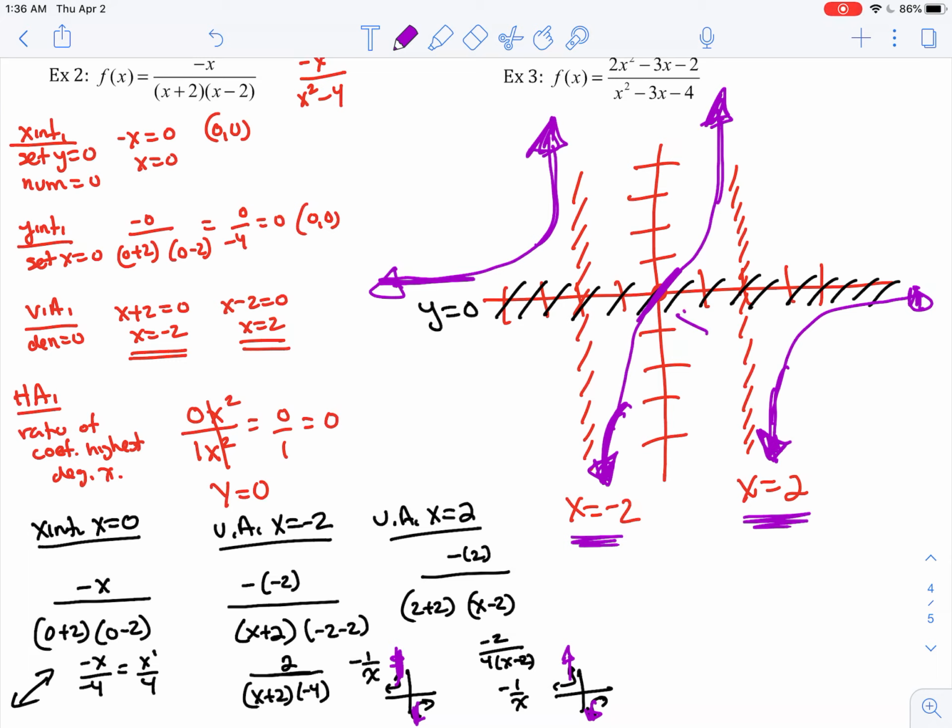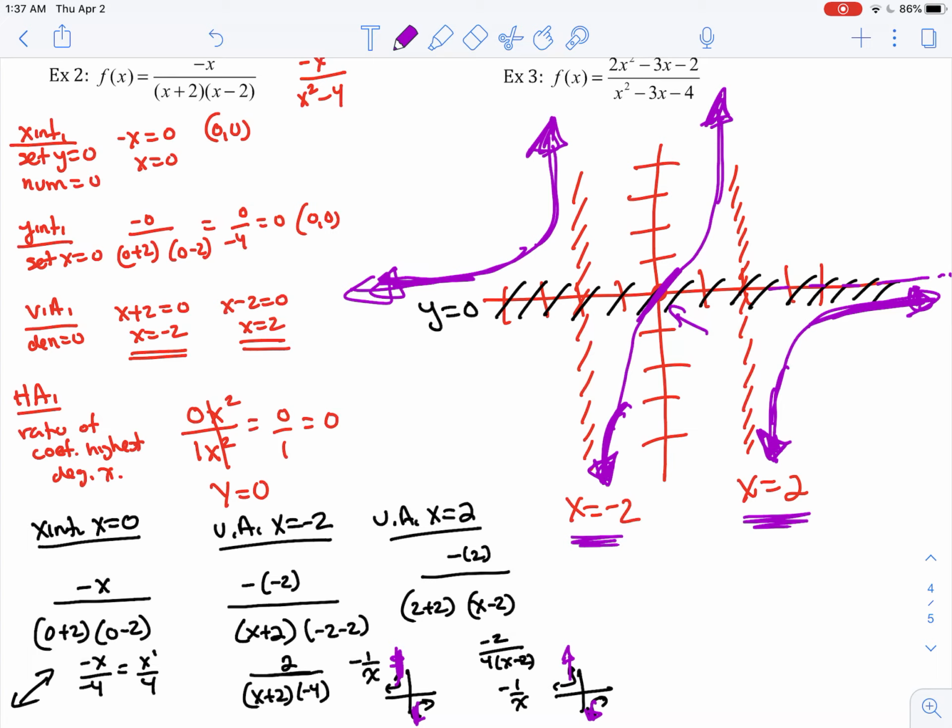Now you can see here in the middle that we did cross our horizontal asymptote. Vertical asymptotes, you will not cross. Horizontal asymptotes, you can cross. But as we're going off towards positive infinity, our graph is getting closer and closer to this horizontal line of y equal to 0. The distance between our graph and that horizontal line is getting closer and closer to 0. So it's approaching that value of 0 from underneath.